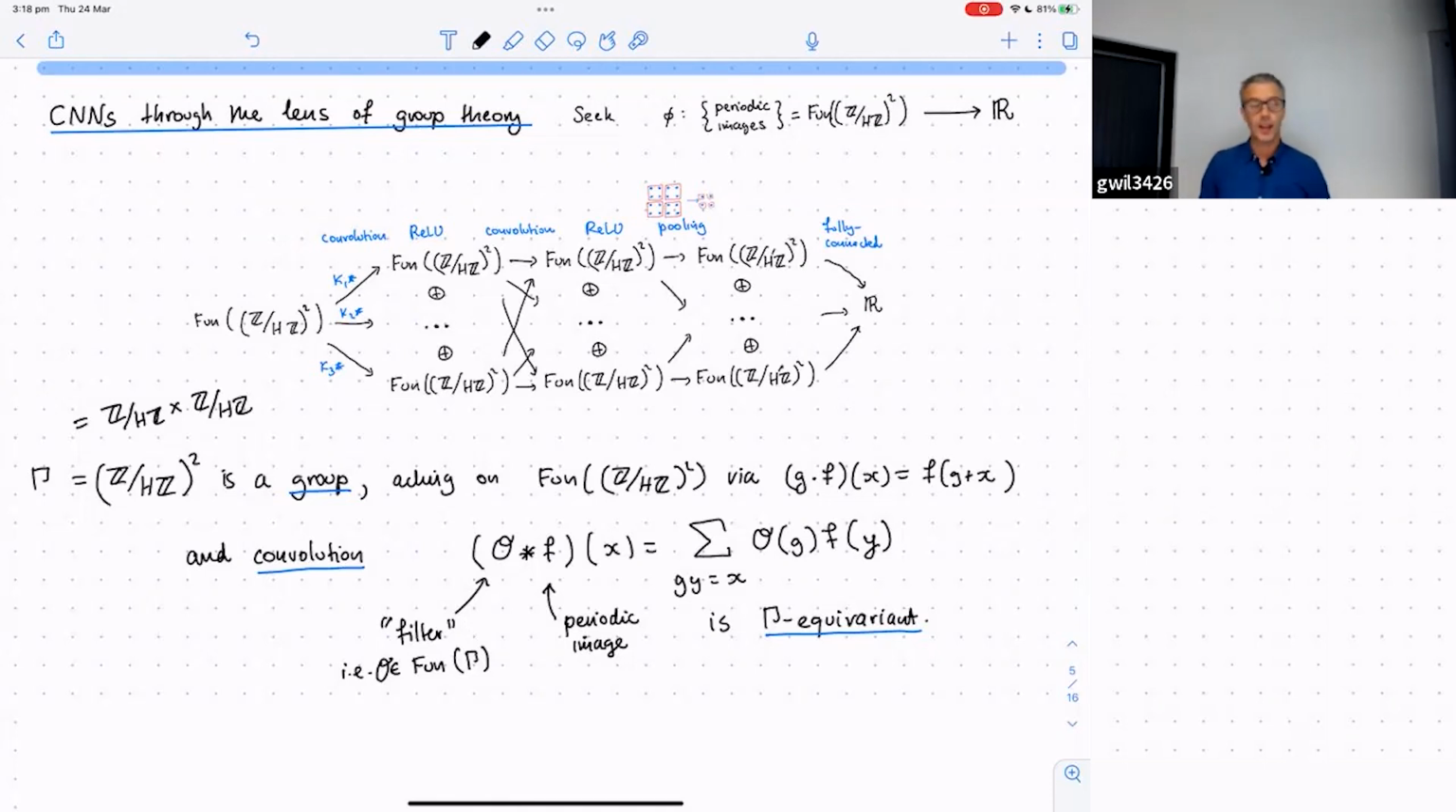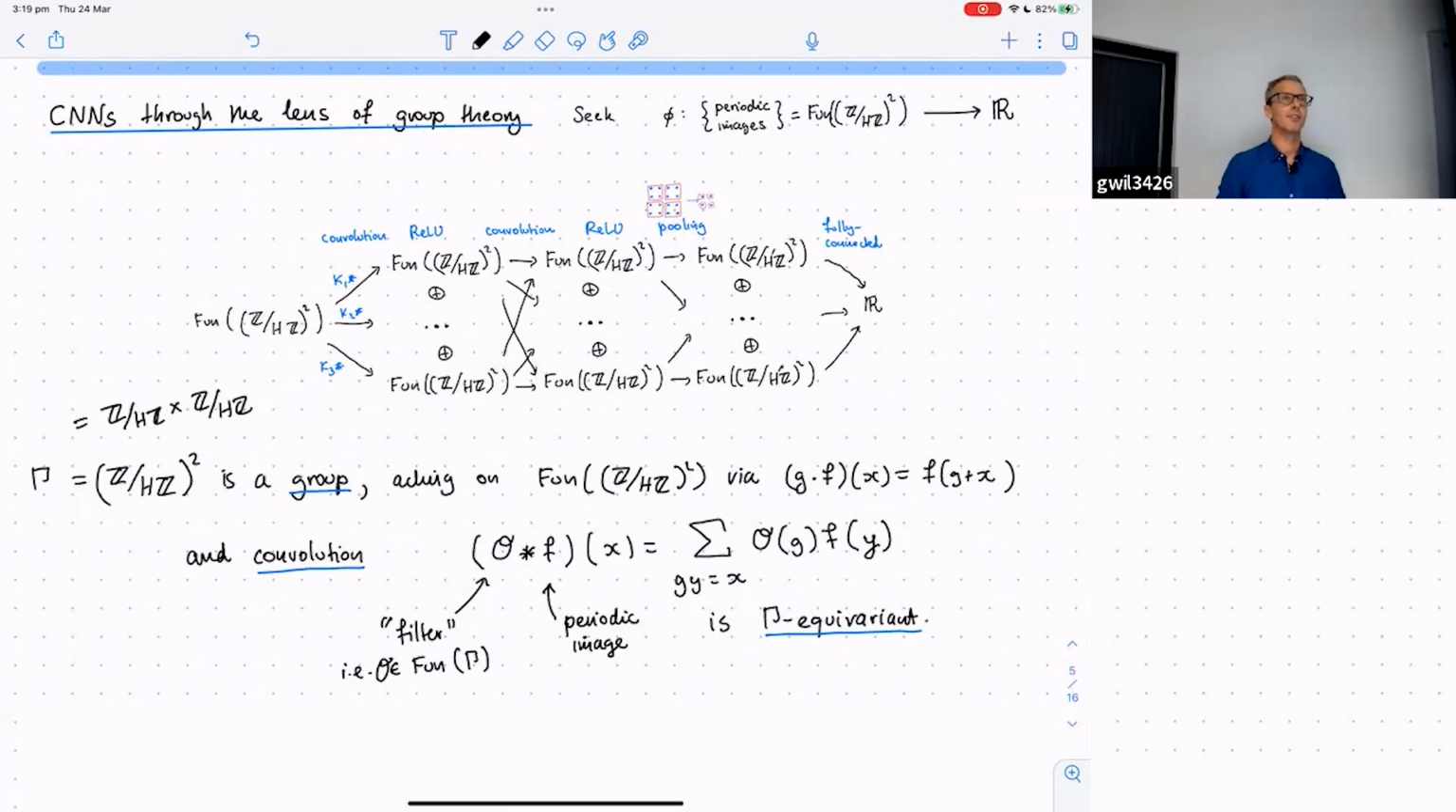And as with any group, it acts on functions on that group. So if I have a function on my group, what I can do is translate my group around and I get a new function. And when I translate around by my group, this is the same thing as convolving with a delta function on my group. So on my group, I can consider the function that's just one at a particular group element and zero elsewhere. And convolving with that element is the same thing as translating by that group element. And so any convolution is a linear combination of these convolutions with a delta function. And so this is gamma equivariant.